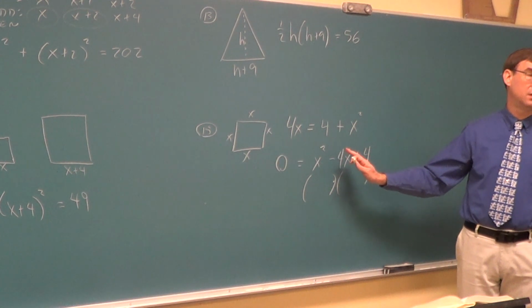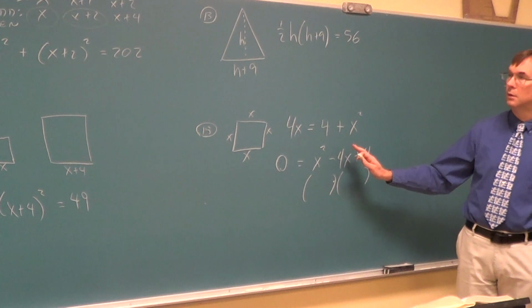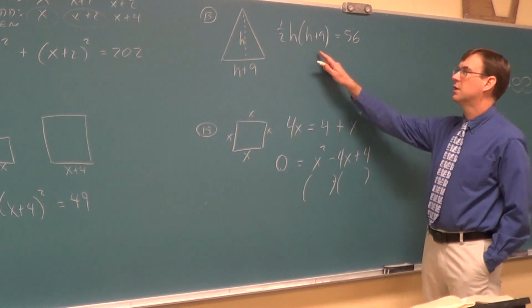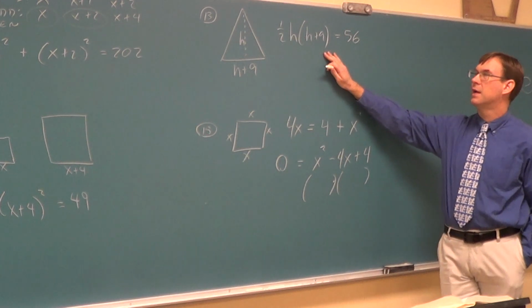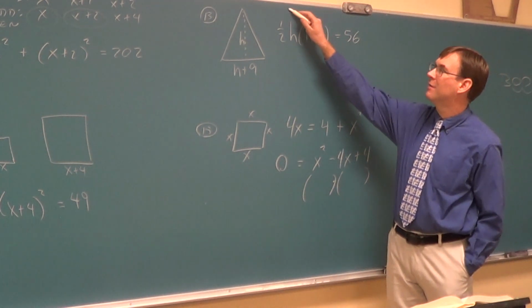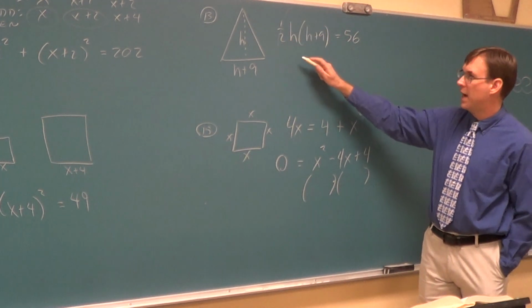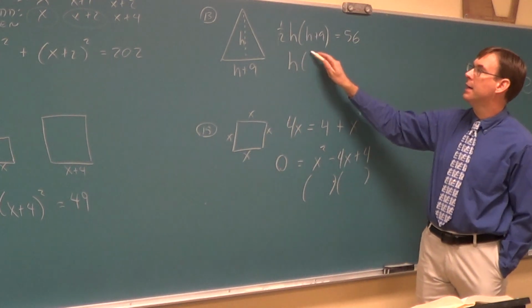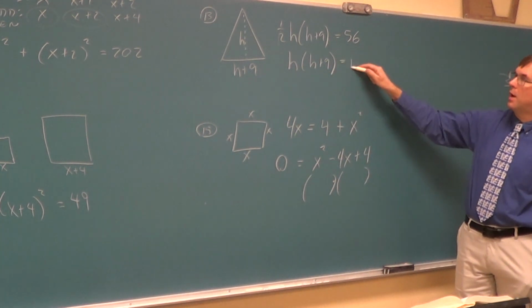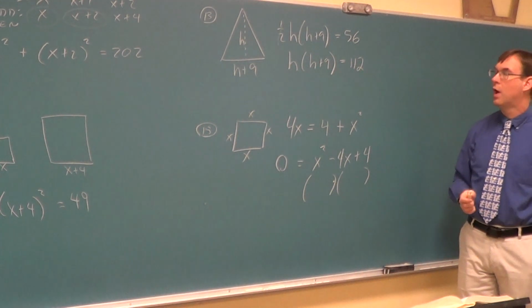Question about 15. Let me go after this one, because this has a little bit of ugliness. What's the ugliest thing about this? The half. How can you get rid of a half? Multiply that by 2. Multiply everybody by 2. So h and h plus 9 can wait, but if we multiply by 2, we could get a 112 there.